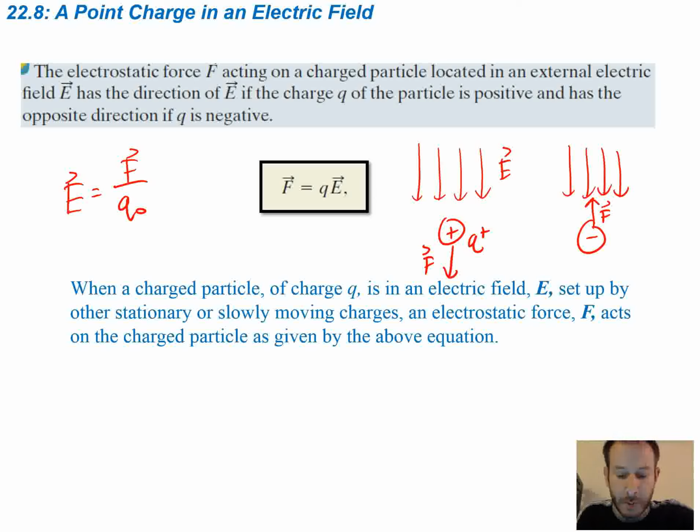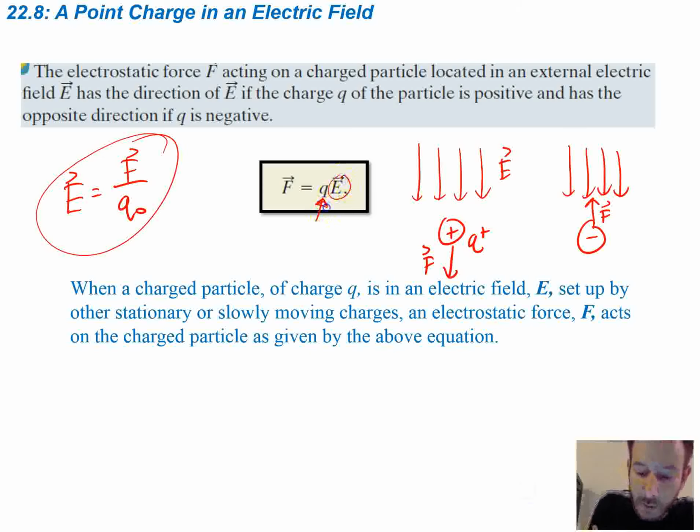So when a charged particle of charge Q is in the electric field set up by other stationary or slowly moving charges, an electrostatic force F acts on the charged particle as given by the above equation. So we just rearranged this equation here. Now we have some external electric field. There's an actual charge, not just a test charge, but an actual charge that could be positive or negative there, and that's going to be equal to the force.